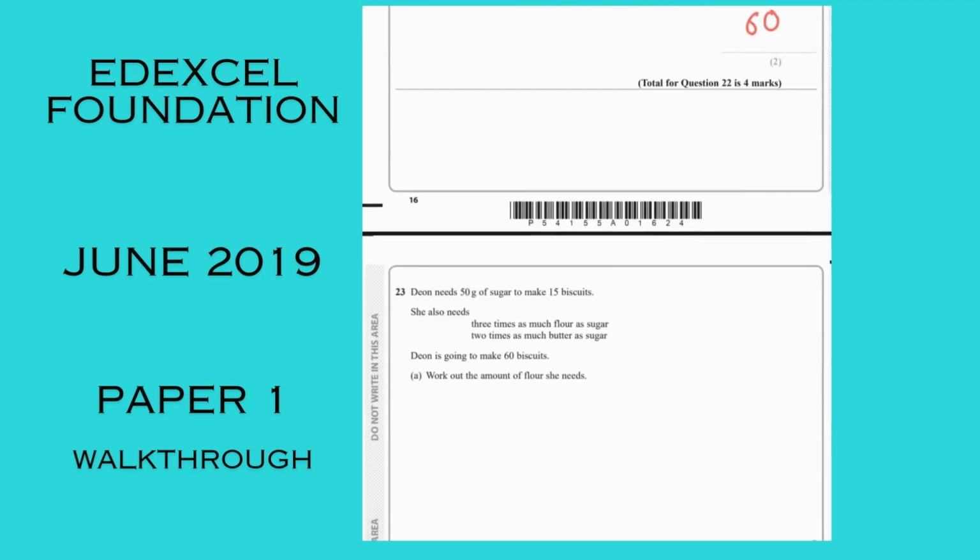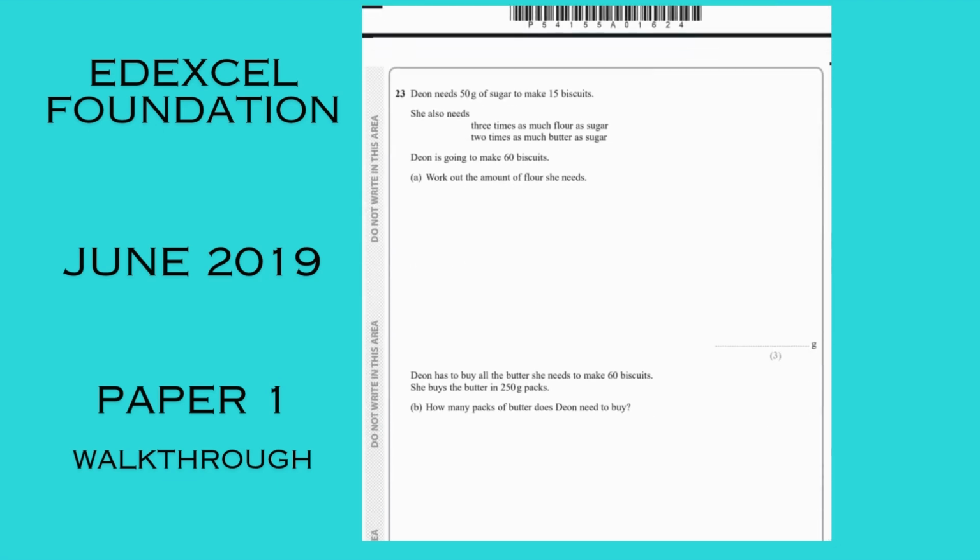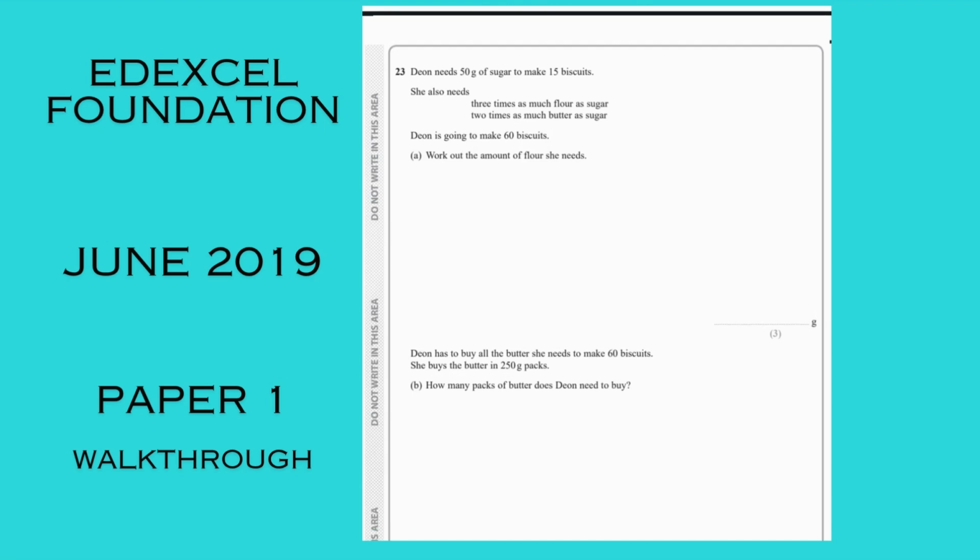On to number 23. Dion, making some biscuits. Let's see what she needs. So one line at a time on these wordy questions. Dion needs 50 grams of sugar, 3 times as much flour. So flour will equal 3 times 50, 150 grams. Twice as much butter as sugar, so for butter, 2 times 50 grams, giving us 100.